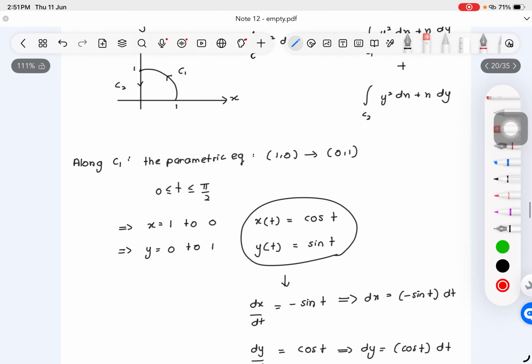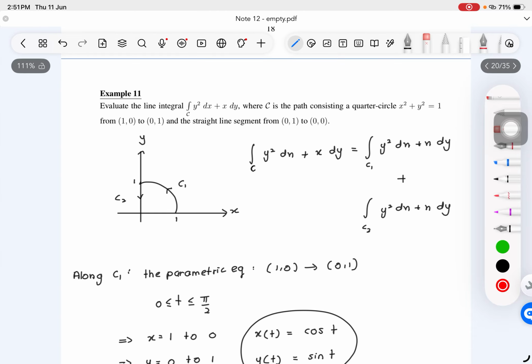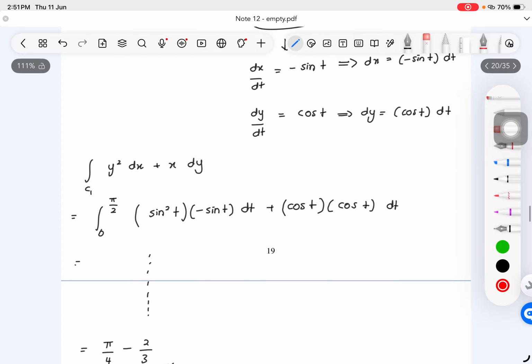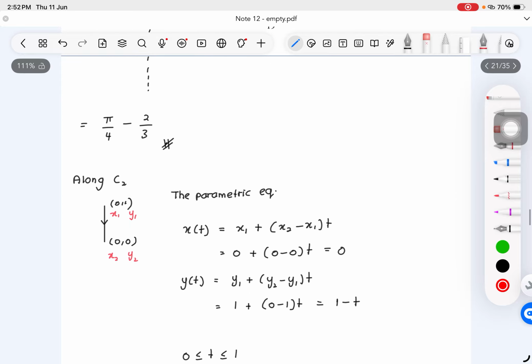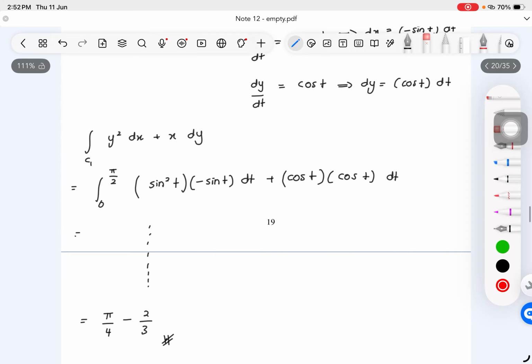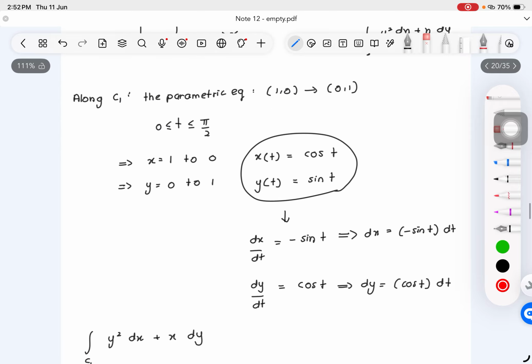If you refer to the sketch from just now, C2 is a straight line segment, moving from (0, 1) to (0, 0). So we need to find x(t) and y(t). For C1, because it is a circle, we know that x(t) is equal to cos t and y(t) is equal to sin t.